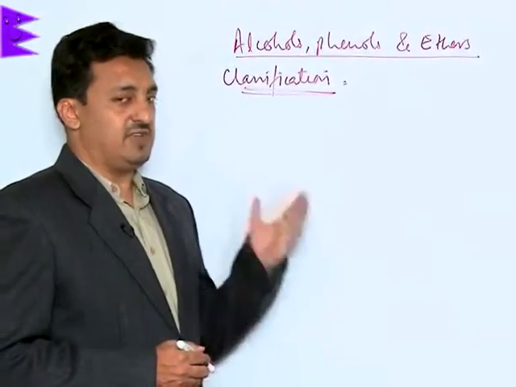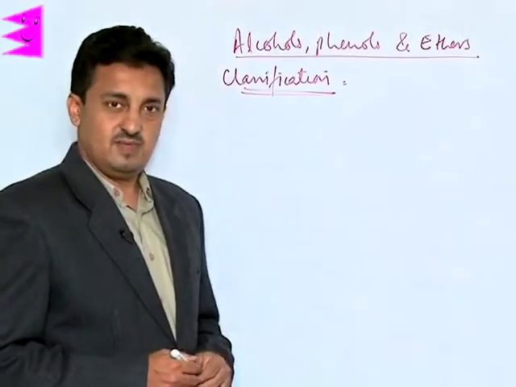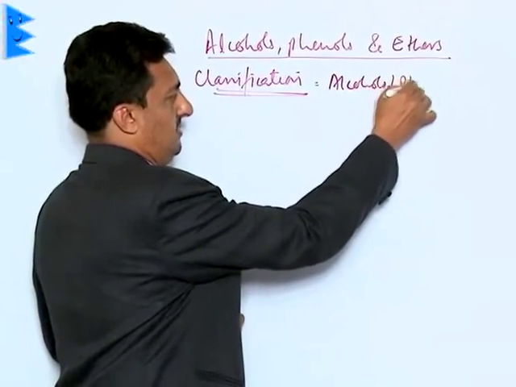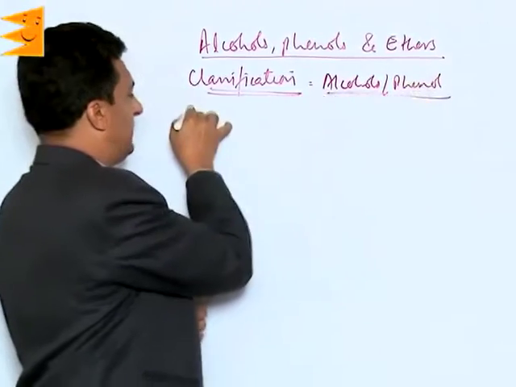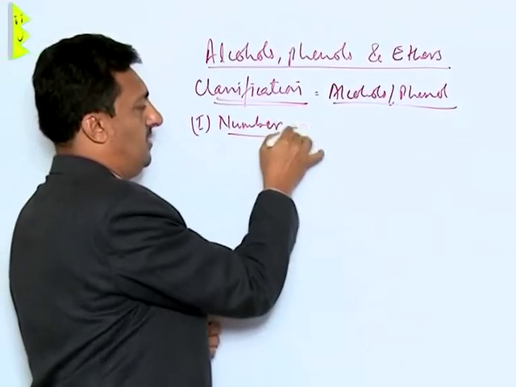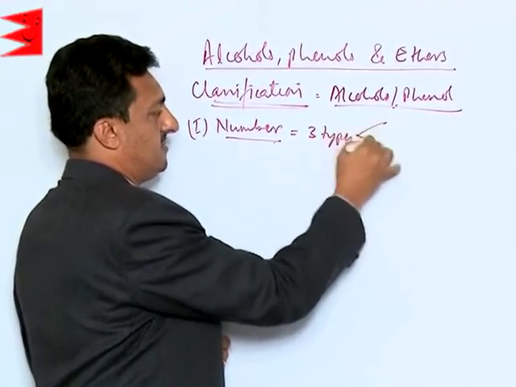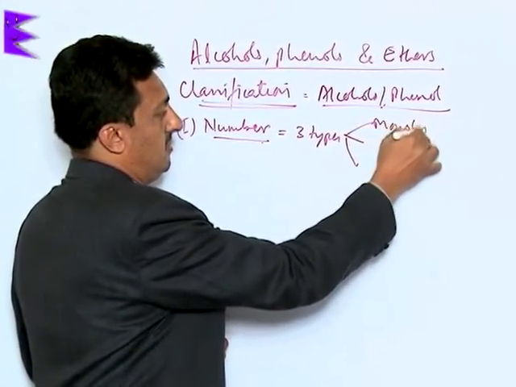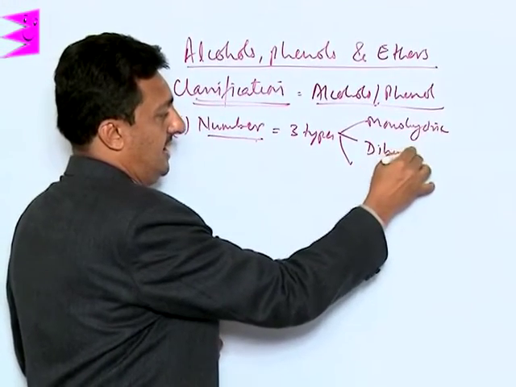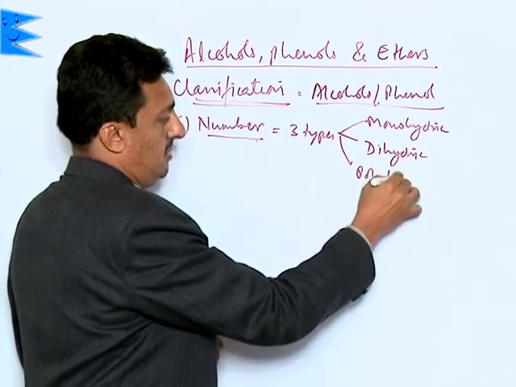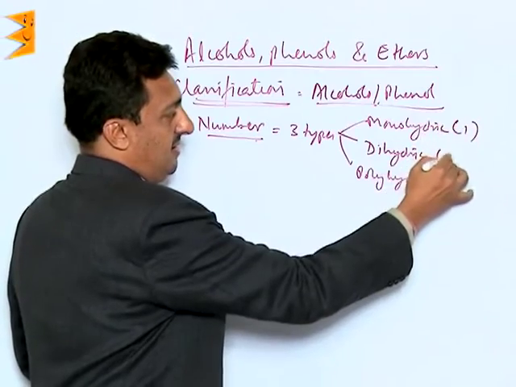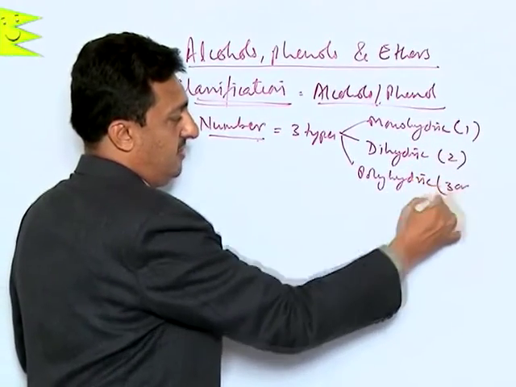Now let us do the classification of alcohols, phenols and ethers. Let us take first the classification of alcohols and phenol. The first classification is on the basis of number. And on the basis of number, they are of three types. We call them monohydric, dihydric, and polyhydric. Monohydric contains one, dihydric contains two, polyhydric contains three or more.